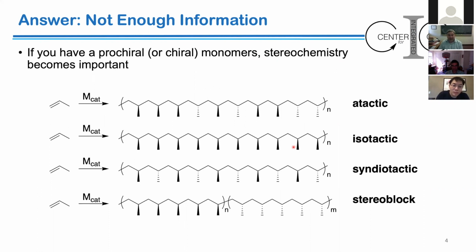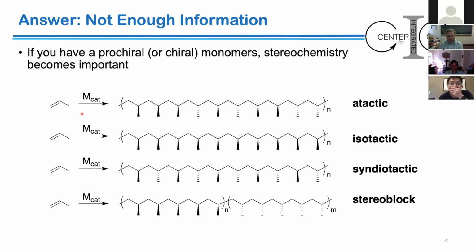But you can have prochiral monomers like this propylene monomer, which is the same monomer. And depending on the catalyst that you use, you can actually synthesize different polymers that have different stereoregularity in the polymer. And this is a type of sequence control, if you think about each monomer being derived from a different stereoisomer.